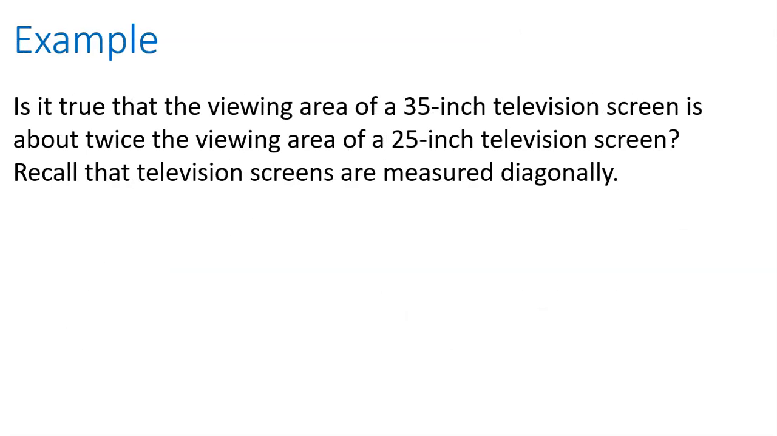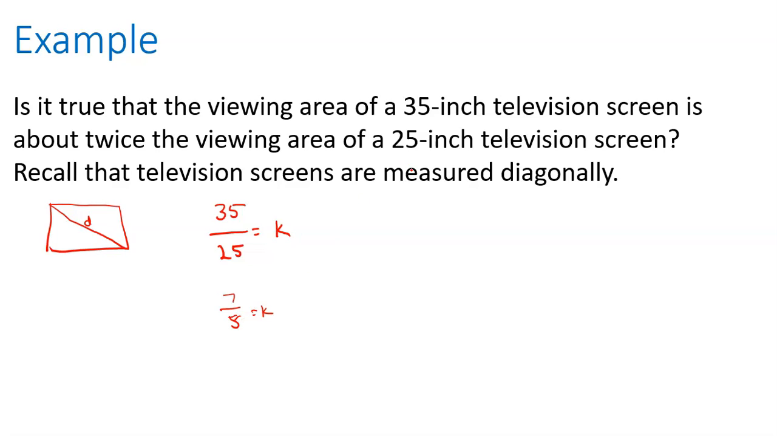Length, area, volume. All right, so is it true the viewing area of a 35-inch television screen is about twice the viewing area of a 25-inch television screen? Now, when you measure television screens, you're talking about the diagonal. Well, the diagonal is a linear unit, right? Turns out it doesn't matter what the side lengths are. This thing here is the diagonal, and that's linear. So if I compare the two of them, a 35-inch length compared to a 25-inch length, this is the ratio between the two computer screens. So can I simplify it by taking a 5 out of top and bottom? Sure. Make it 7 over 5.